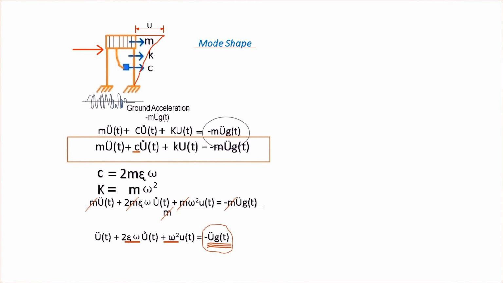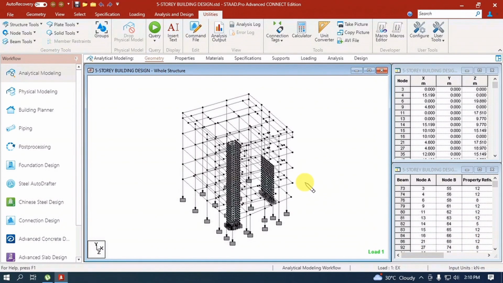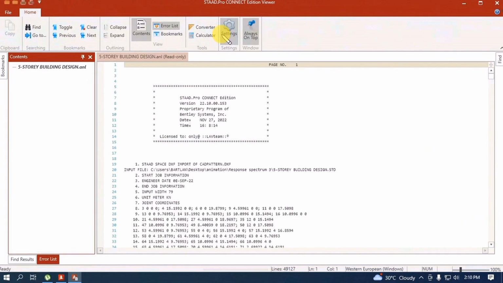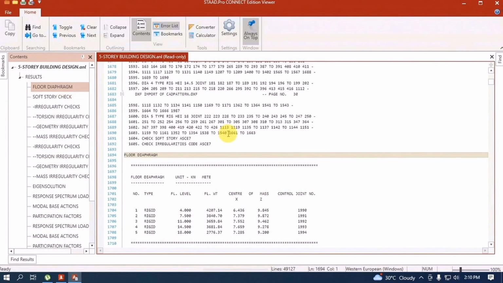What if your structure is a multi-degree of freedom structure? Remember, a single degree of freedom structure has only one mode shape in its direction. How about the multi-degree of freedom structure? In a multi-degree of freedom structure, the number of degrees of freedom is equivalent to the number of modes. So imagine this structure. This is a multi-degree of freedom structure. So if we use this STAAD software to make it easier to count how many degrees of freedom this has, you can see it in the output. Let us go to the analysis output, then to floor diaphragm, then scroll down.